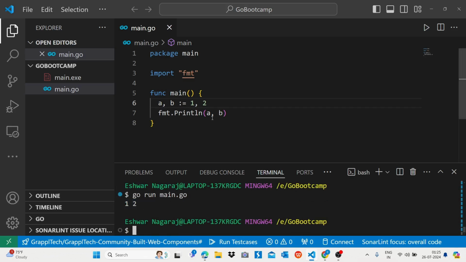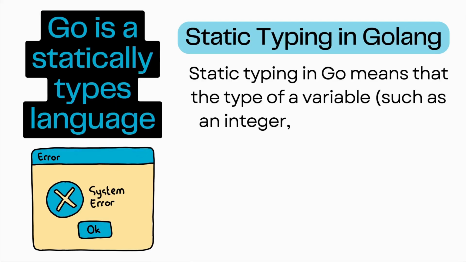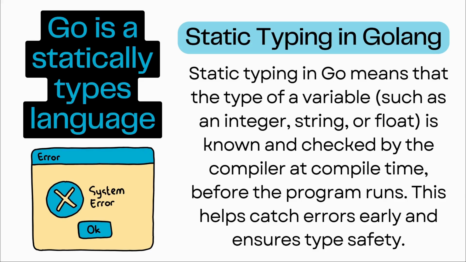So that's about variable declarations, and we have understood when to use the var keyword and when not to use it, and we even understood what a shorthand operator is and when to use it and when not to use it. A topic is left out, that is static typing in Golang. Go is a statically typed language. You just have to remember that. What it means is the type of a variable, such as whether it is an integer, string or float, has to be known, and it is checked by the compiler during compilation time itself, before the program even runs.